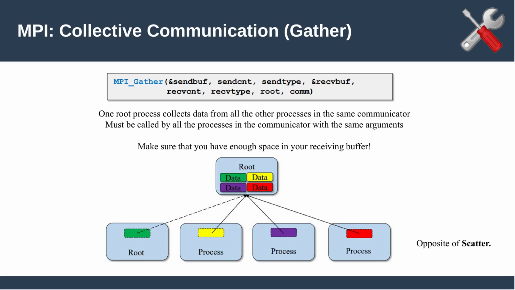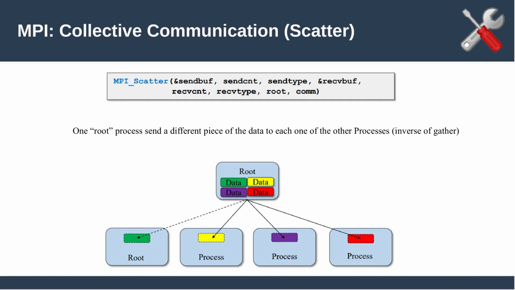This operation is the inverse of scatter, where data is distributed from the root to other processes. In MPI's scatter operation, a root process distributes distinct data segments to each process within the communicator. This is the inverse of gather, where data is collected. Ensure each process receives the correct data portion, and the root process manages the data distribution efficiently.